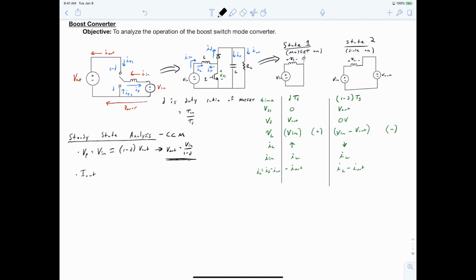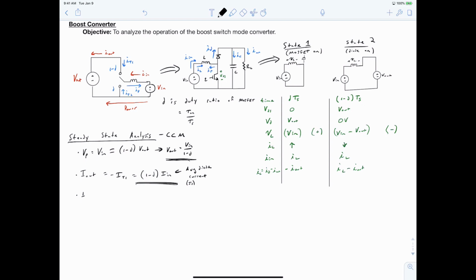Next, we can relate our output current to our throw 1 current as being the negative of it, and we can make a similar argument for the average output current being related to the average input current by 1 minus D. So when the pole is connected to the top throw for a 1 minus D amount of time, our output current is instantaneously equal to our input current, and therefore the average is 1 minus D times the input current. This happens to be the average diode current, or the average of ID.